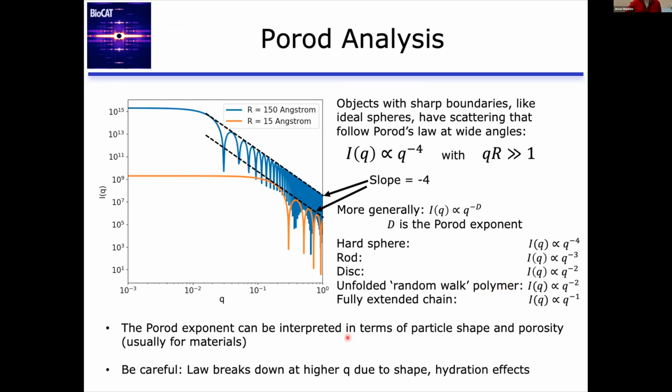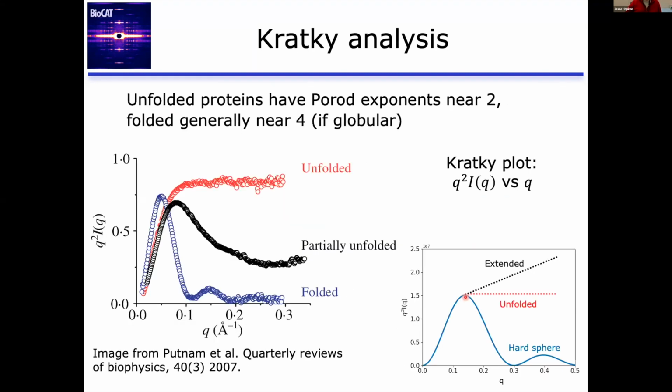I will say that you often see this in material scattering, interpreted in terms of particle size, shape, and porosity. We don't usually do that in SAXS. And part of that is because of the way the law breaks down at higher Q due to internal shape and hydration effects. It makes it hard sometimes to fit accurately and get a good Porod exponent. And so instead of doing Porod analysis, we take advantage of this overall decay and use it in a more graphical analysis that we call Kratky analysis.